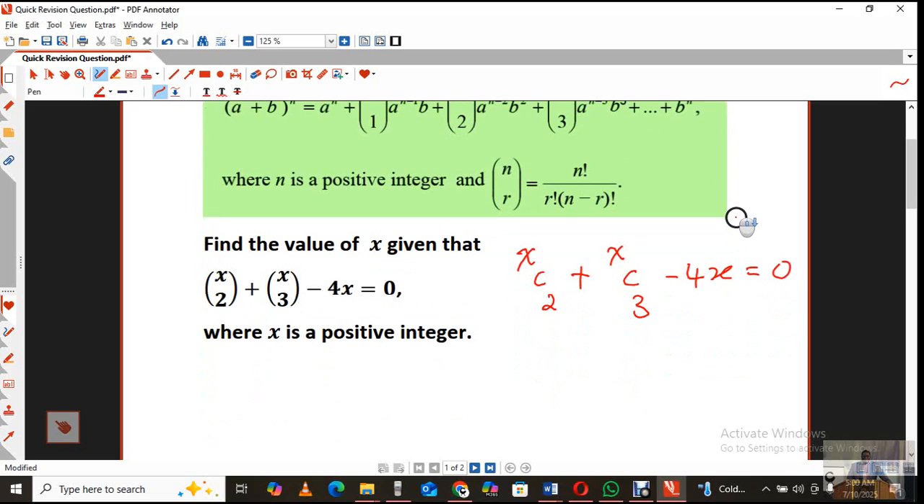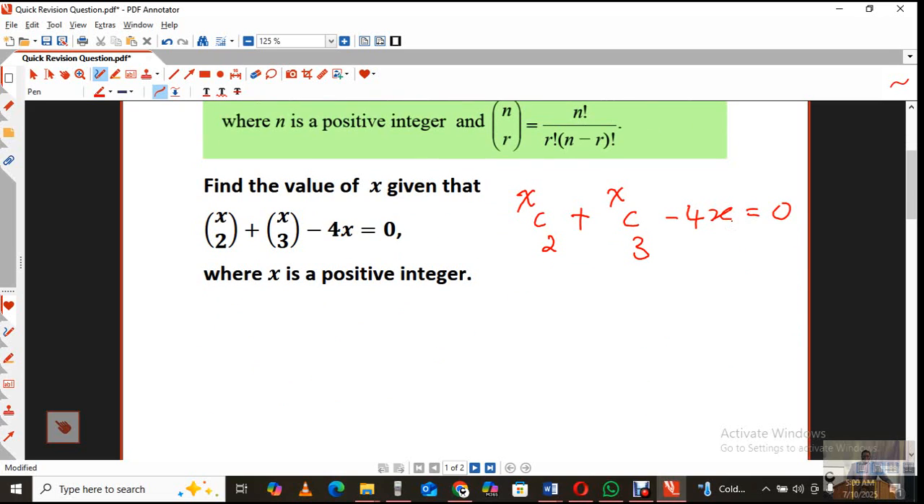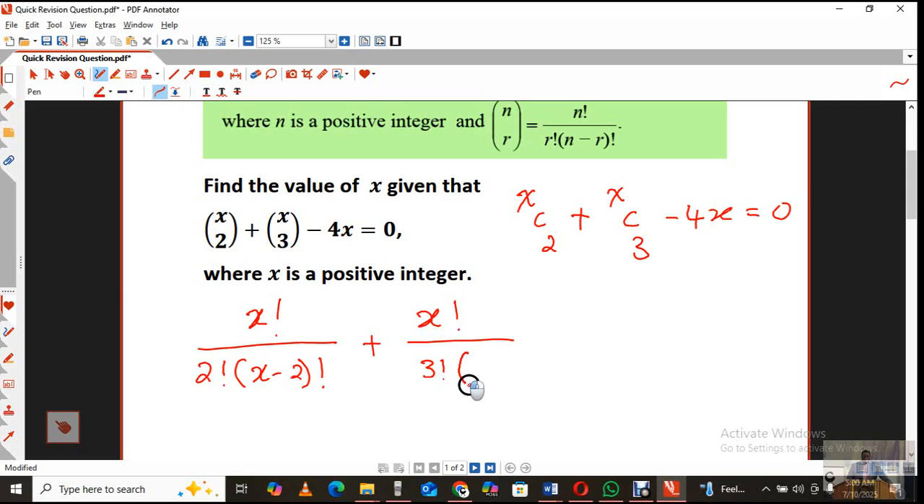Okay, so I'm going to use the same concept, and it's important they are saying that x is a positive integer. So this is the same then as x factorial over, so here I can have 2 factorial, and then I have x minus 2 factorial, and then added to x factorial over 3 factorial, and then you have x minus 3 factorial, minus 4x is equal to 0.